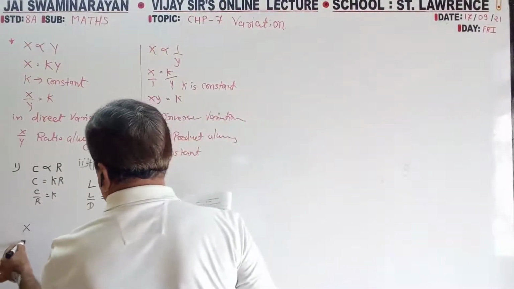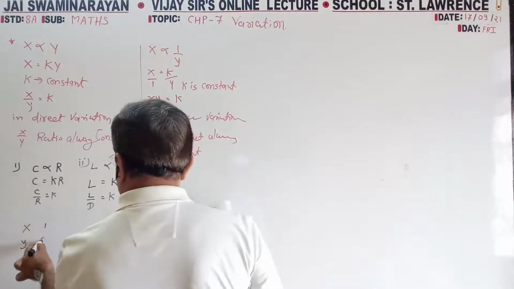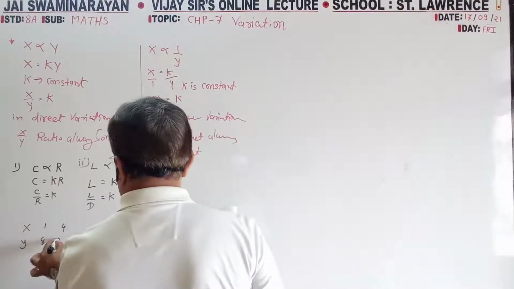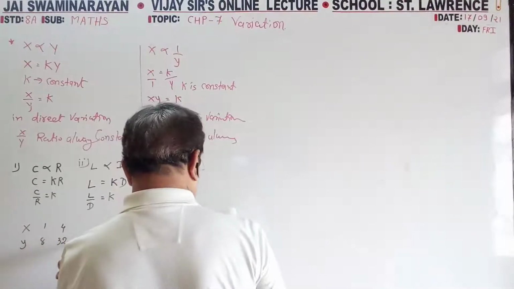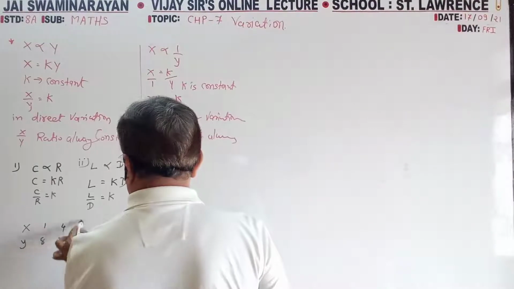See, this is X, this is Y. 1, 8, 4, 32, 56. Question.